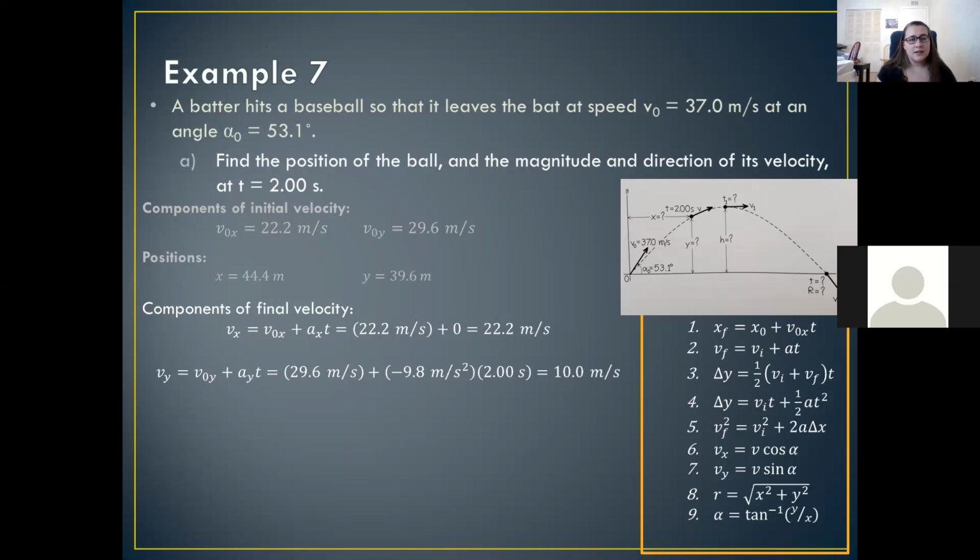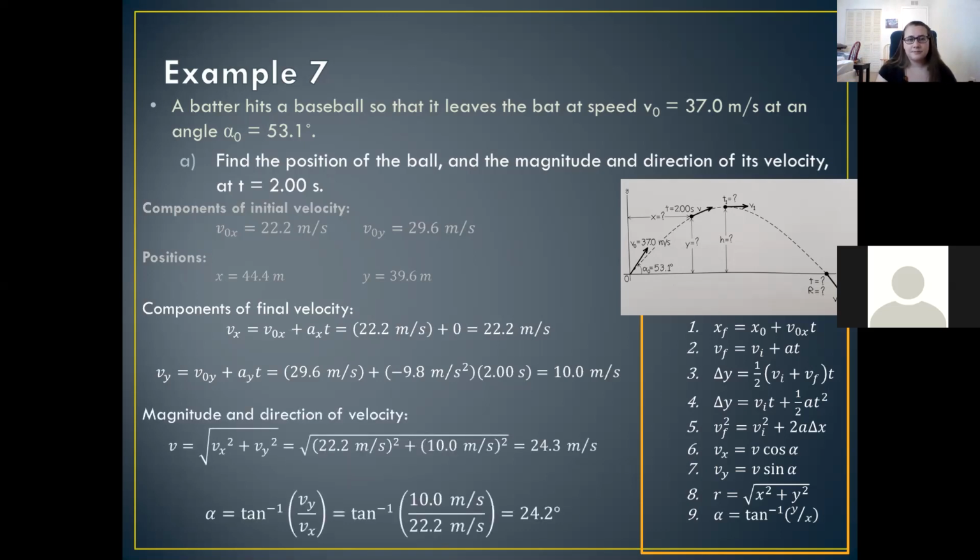Our y velocity, as soon as the ball leaves the bat, gravity is going to start trying to pull it back down to the ground. So even though we gave it an initial y component of 29.6 meters per second, gravity is going to be pulling it back down. And so by the time 2 seconds have passed, the ball in the y direction has slowed down to only 10 meters per second. It's still traveling upward at this point because the velocity component is still positive, but it is significantly slower.